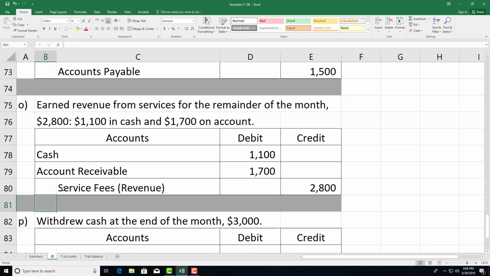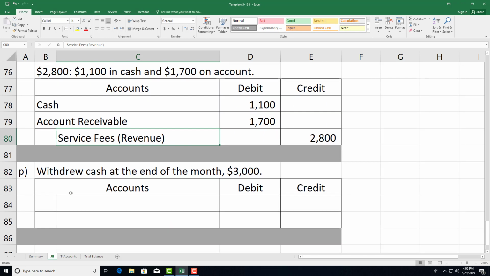This is a good journal entry to summarize the point that we recognize revenue whether we received cash, whether we received an account receivable, or some combination of both. But the recognition of the revenue is all about, did we do our part of the deal? Did we provide a service or sell a product?